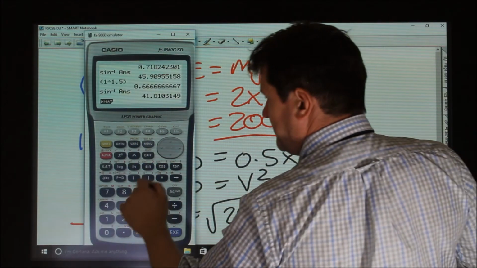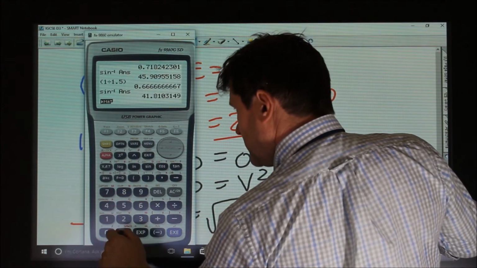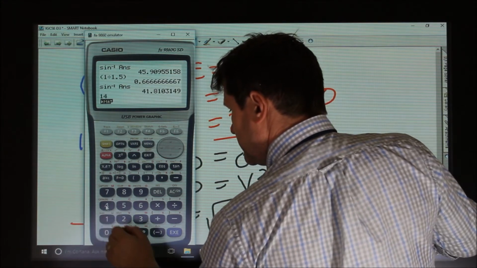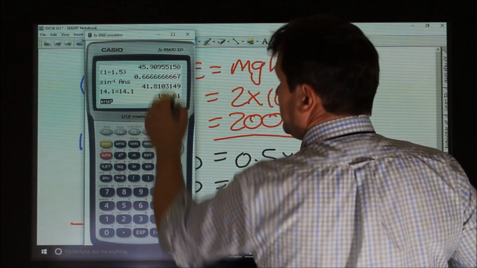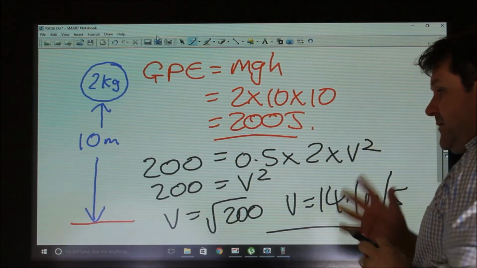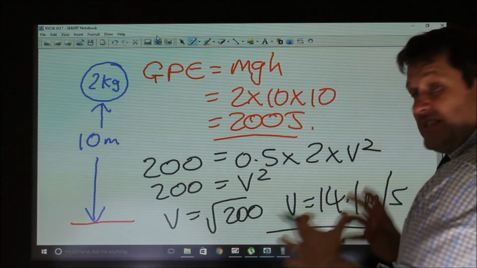Let's check. Yes, 14.1 meters per second. So that's how fast this thing would hit the ground.